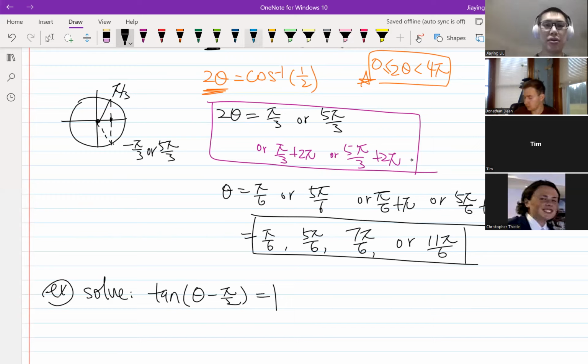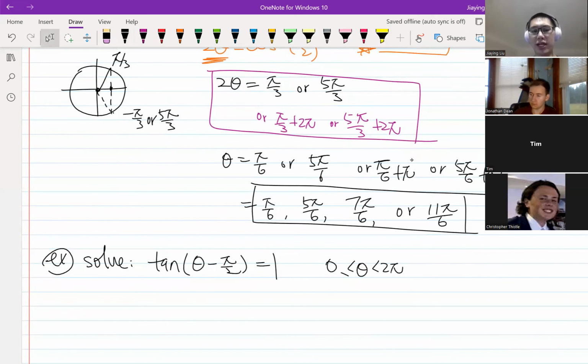The first thing, let me write down. So theta we want is going to be from 0 to 2 pi. That's for angle theta, but when I solve for theta, I'm first going to solve for theta minus pi over 2. So I need to know the range for theta minus pi over 2. So subtract pi over 2 from all terms. I get negative pi over 2 is less than or equal to theta minus pi over 2, which is less than 2 pi minus pi over 2. That's 3 pi over 2.